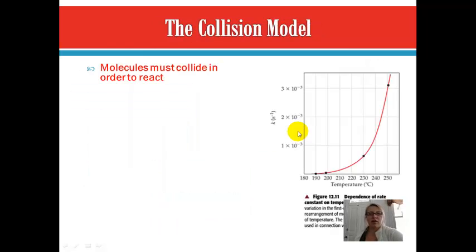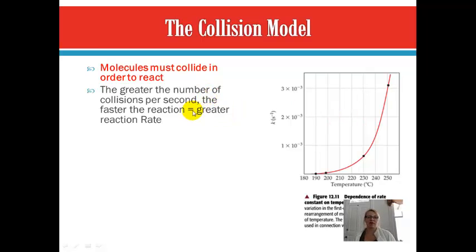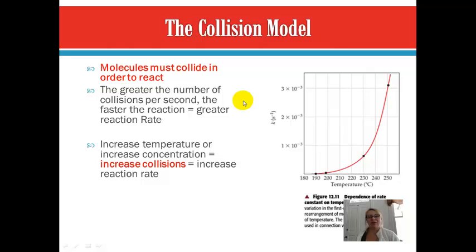And the collision model tells us that molecules must collide in order to react. Well, that seems easy enough, right? In order for two reactants to react and combine into products, they must hit each other. So if we increase the number of collisions, we'll get a faster reaction. And we know that if we increase the temperature or increase their concentration, we're going to increase the collisions. So our reaction rate should increase. Remember, if we increase the temperature, we increase their speed, and if they're moving faster, they're going to hit more often.